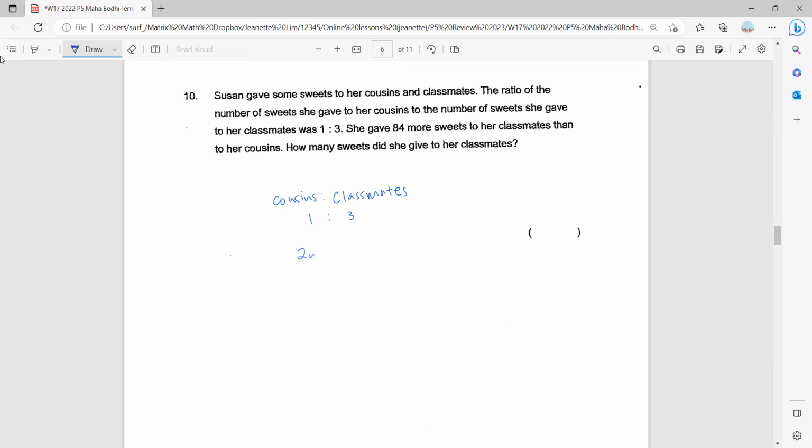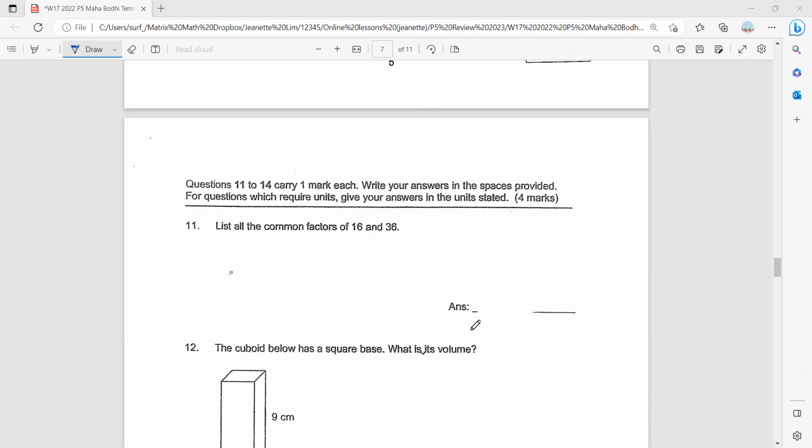So 2 units, which is the difference, is 84. So 84 divided by 2 is 42. 1 unit is 42. How many sweets did she give to her classmates? Classmates, 3 units. So 42 times 3 is 126. So although the option is missing, if you were to work it out, the answer is 126. Okay, let's look at the next question.